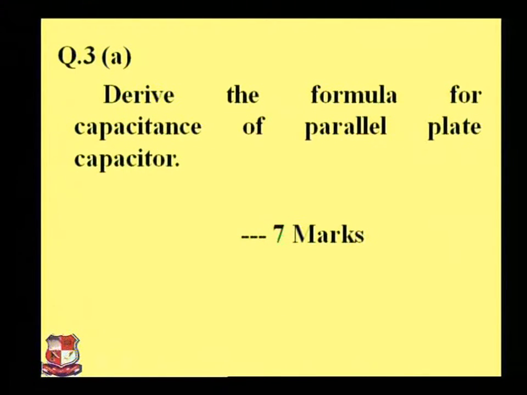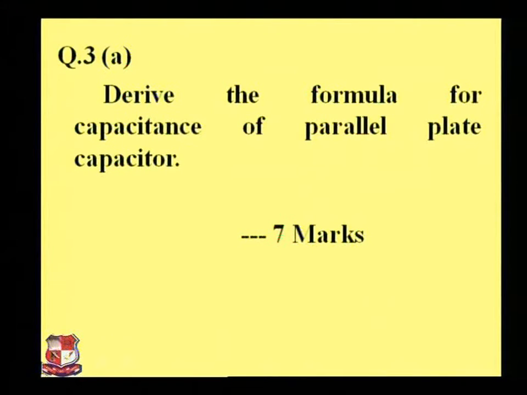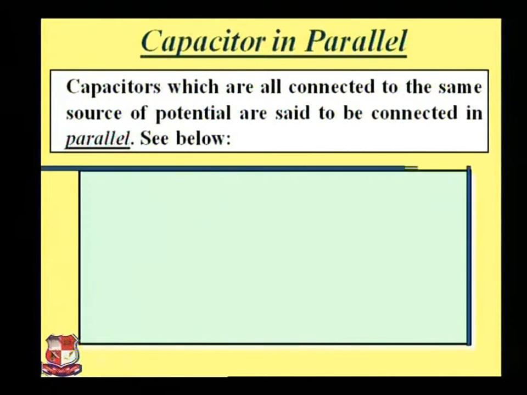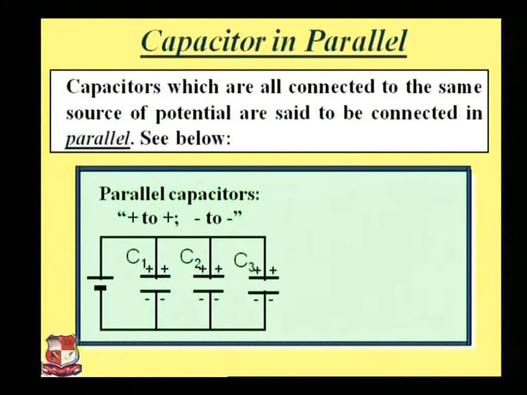The next question: derive the formula for the capacitance of a parallel plate capacitor. Again, it is an important question and is asked many times in GTU exams. Capacitors connected to the same source of potential are said to be connected in parallel. You can say that if all the capacitors get the same voltage, it is a parallel connection. But if the capacitors get different voltages, they are connected in series.